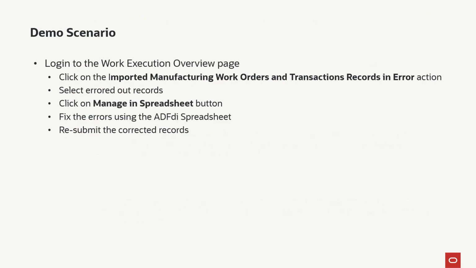Now let's walk through a short demo of this feature where we will see how, using a Redwood experience, you can review and correct all the work order and production transaction records submitted through FBDI and REST API that resulted in errors. First, we will log into the Work Execution Overview page. Next, we will click on the imported manufacturing work orders and transactions records in Error Action. We will select the errored records and click on the Manage in Spreadsheet button. Next, we will fix the errors using the FBDI spreadsheet. Finally, we will resubmit the corrected records.